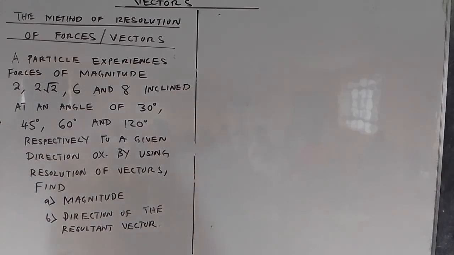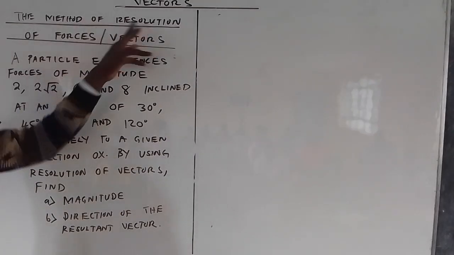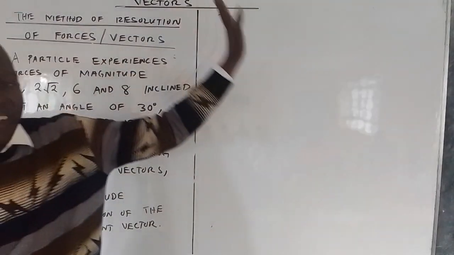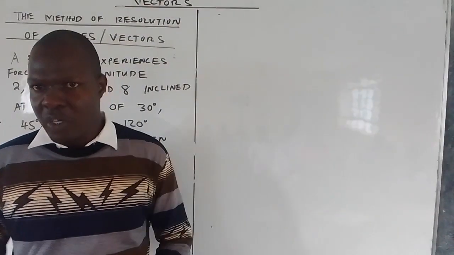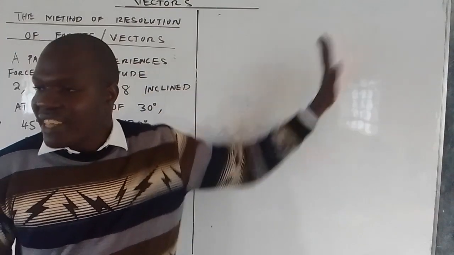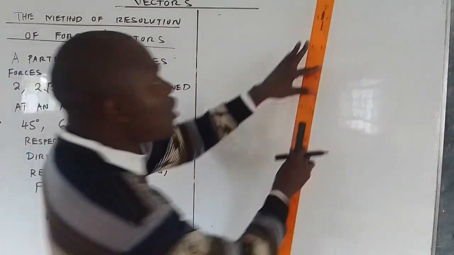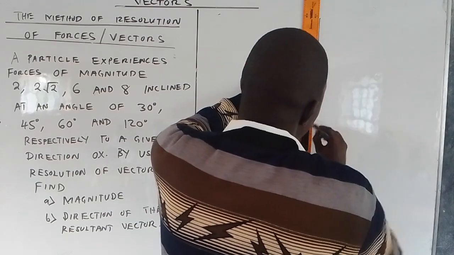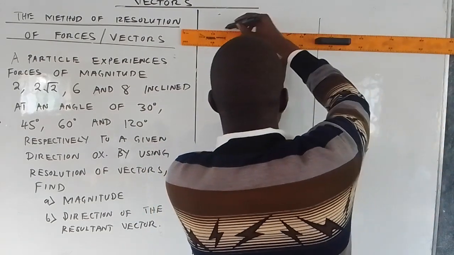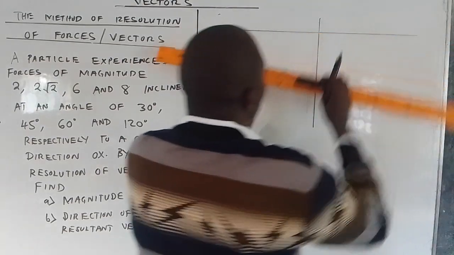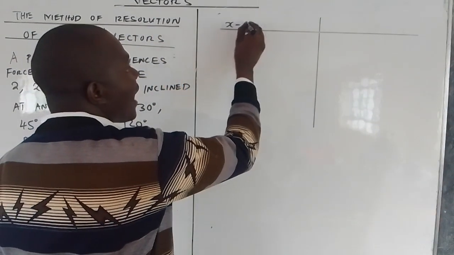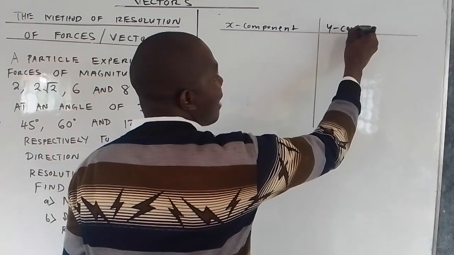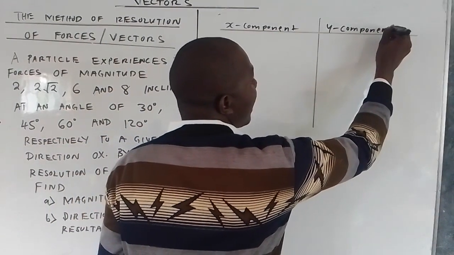Now, if you want to use the method of resolution of forces or vectors, you resolve a vector into its x and y component. Are we together? You resolve a vector into its x and y component, meaning you form a table with two columns. The column for the x component and the column for the y component.